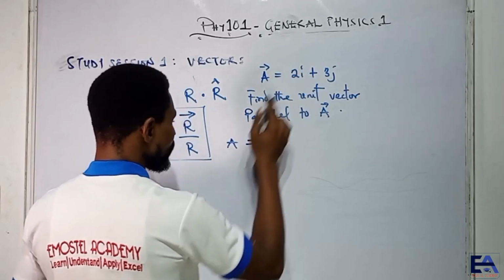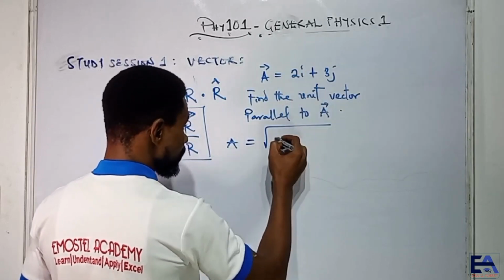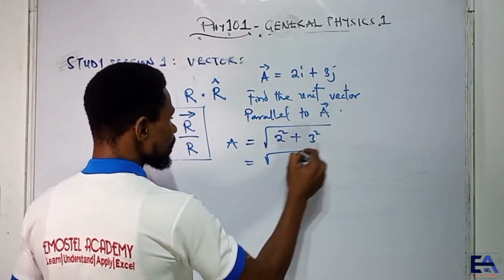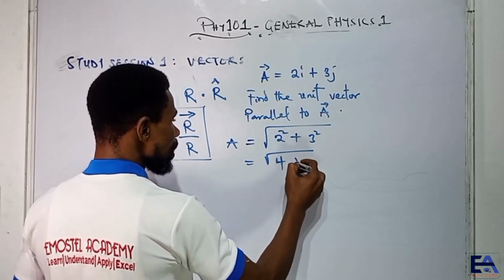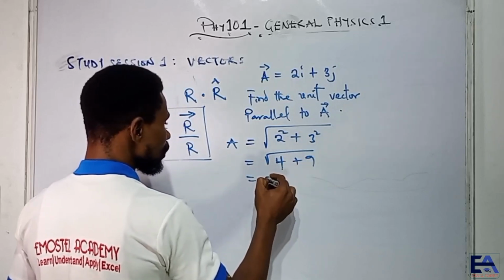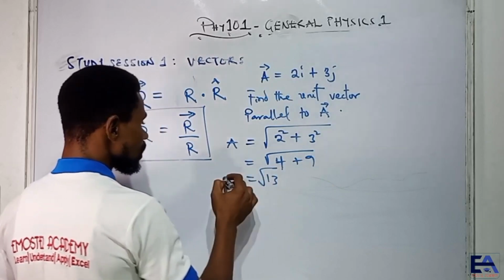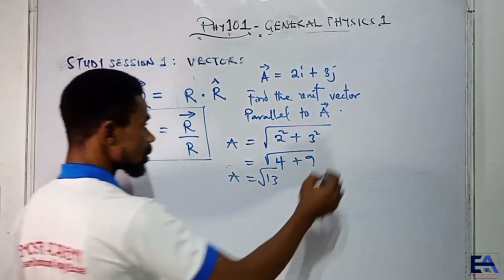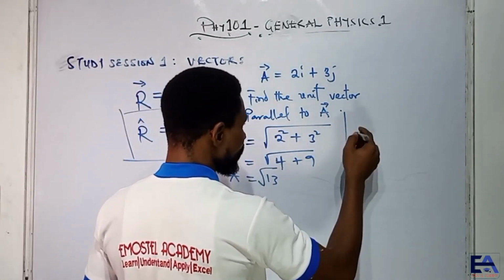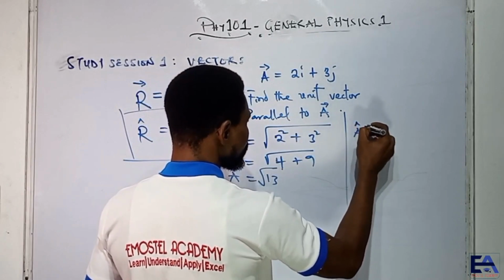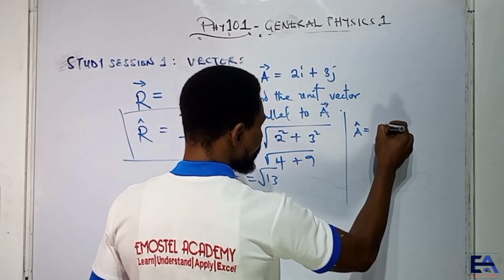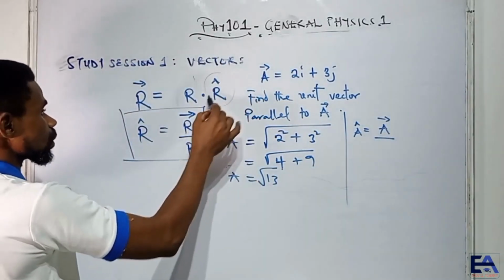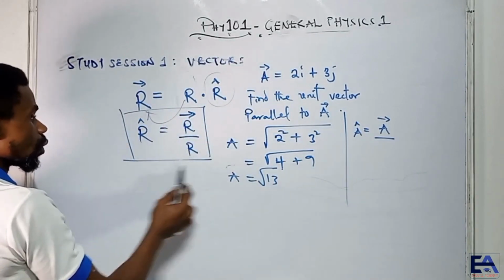The magnitude of this vector A is going to be equal to the square root of the sum of the squares of 2 and 3. So that's the square root of 2 squared plus 3 squared. And then we have 4 plus 9, and that will be 13, the square root of 13. So the magnitude of A is equal to the square root of 13. Therefore, the unit vector parallel to A is equal to the actual vector A divided by the magnitude of A.